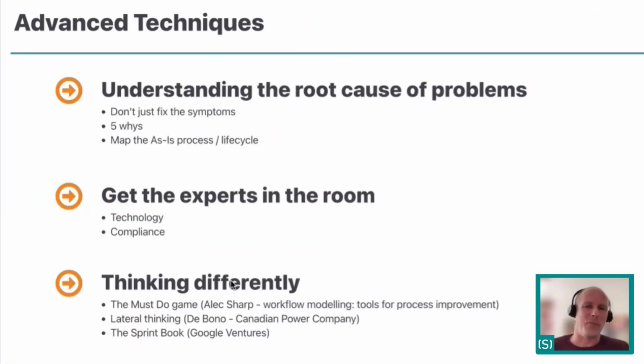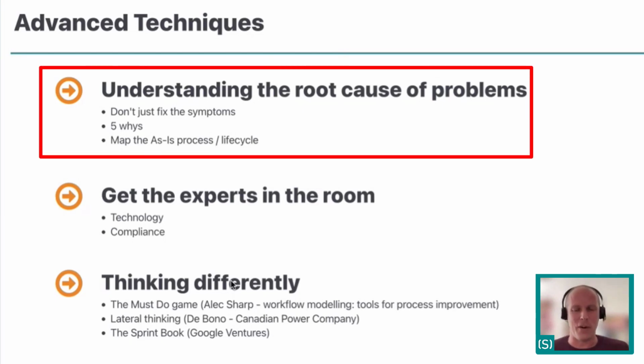Advanced techniques. The first one in here I've talked about a fair bit already, and really important that if you are fixing problems in existing processes, make sure you fully understand the root cause of the problem. One tool that I've called out here, a very simple tool, is called the 5 whys. If you're not familiar with it, definitely worth looking up. Basically, if somebody states a problem, you don't know initially whether it's a symptom or actually a root cause. It's just about asking the question, okay, well, why does that happen?